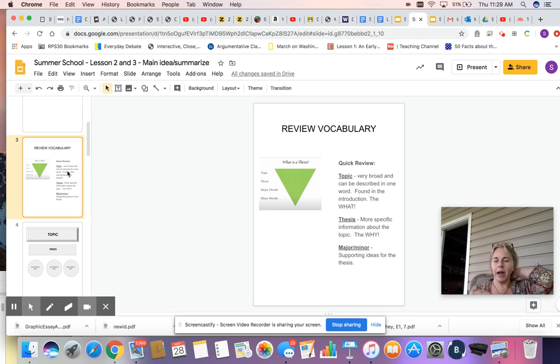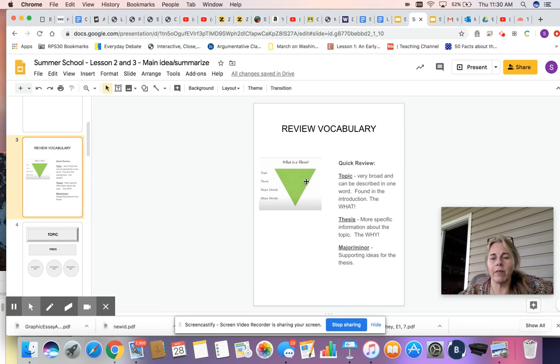So let's think about how we write. Writing, if we put it on a piece of paper, if we use the ideas and outline them, would kind of look like this upside down triangle. The introduction tells us about the topic, and the topic is not the same thing as the thesis. A topic can be said in one word. This whole paper is about vacations. That's a topic. It's very general. It could be anything about vacations. So the thesis gets more specific.